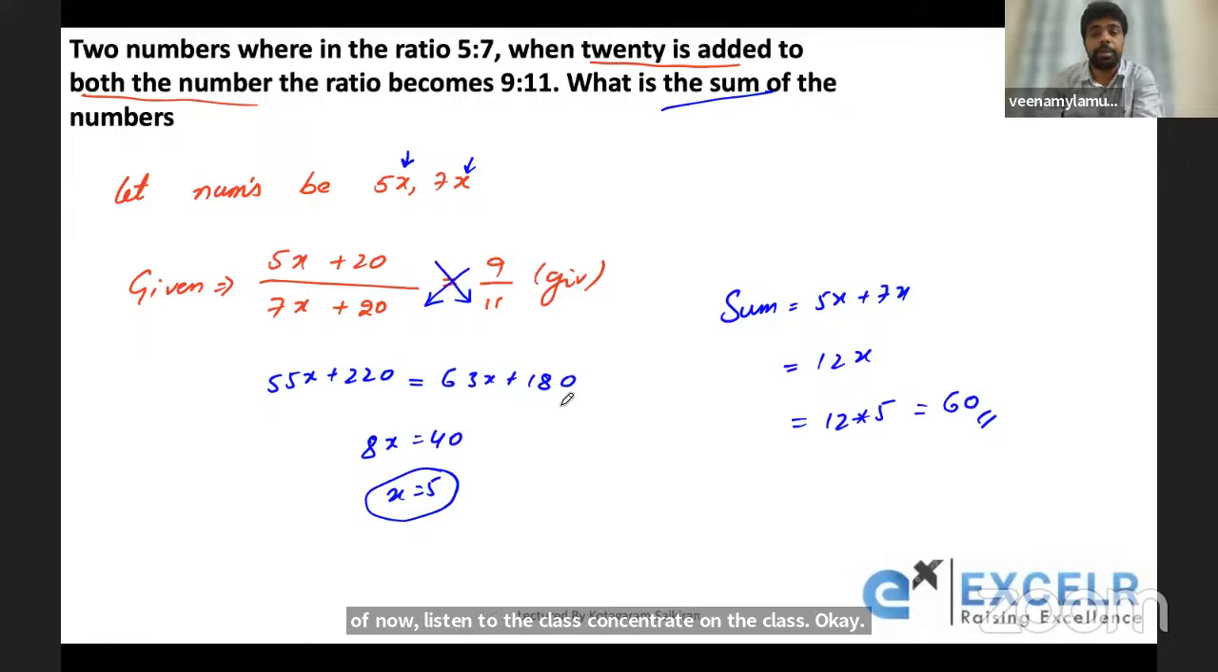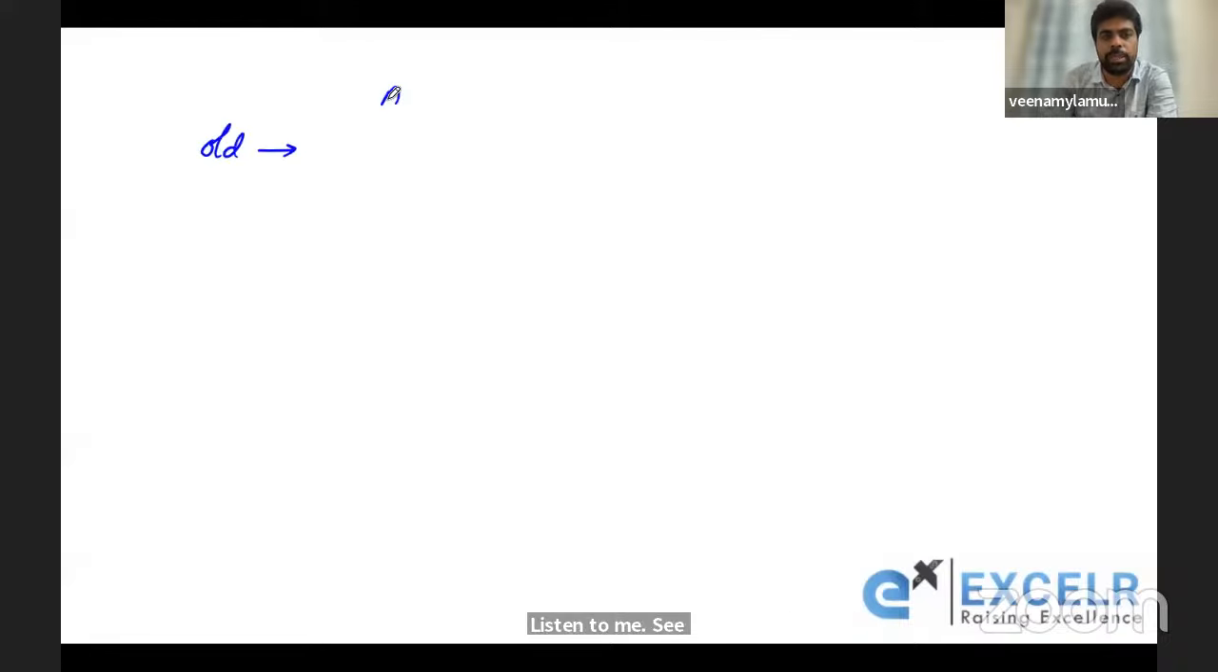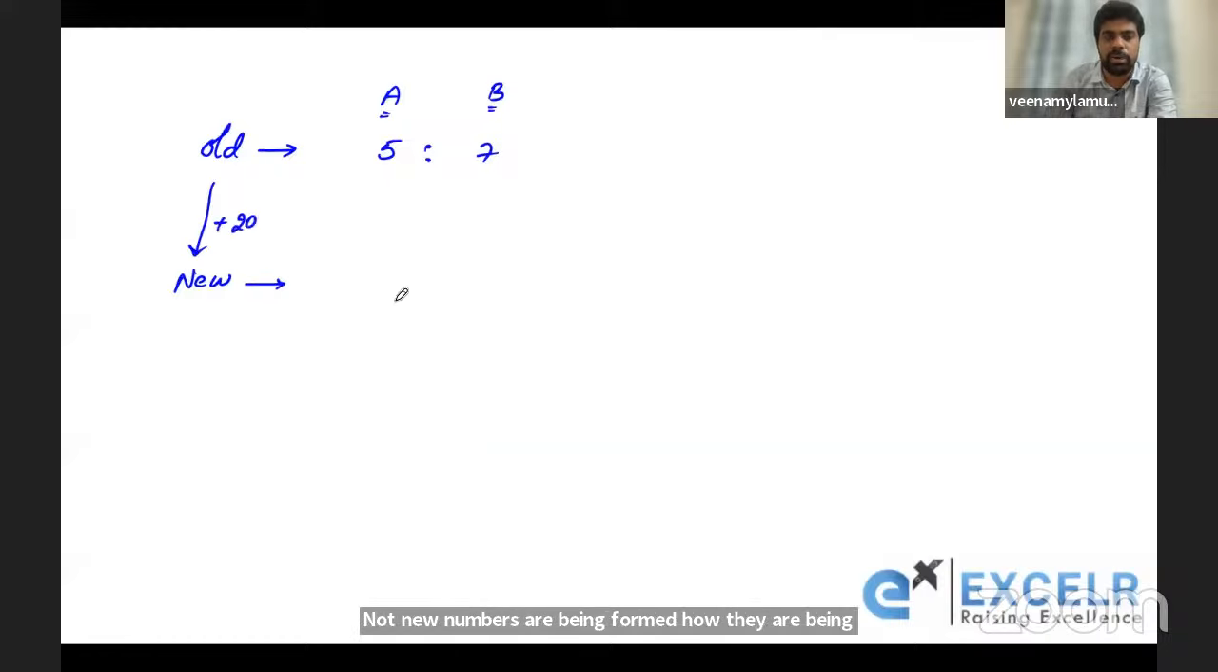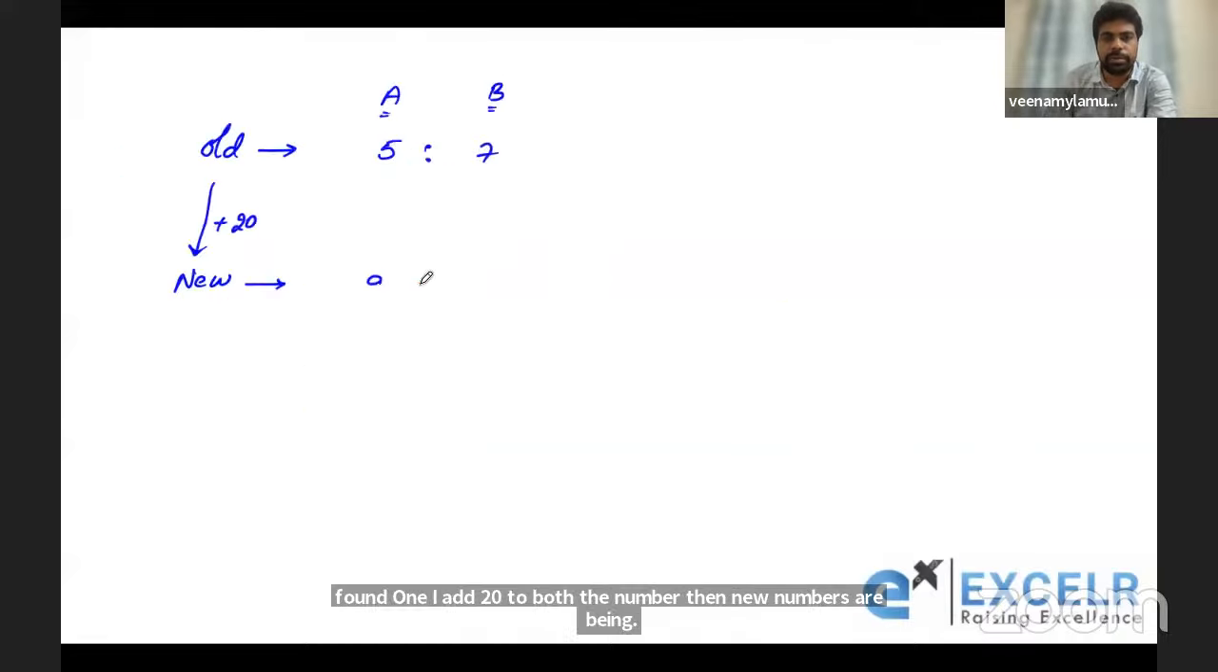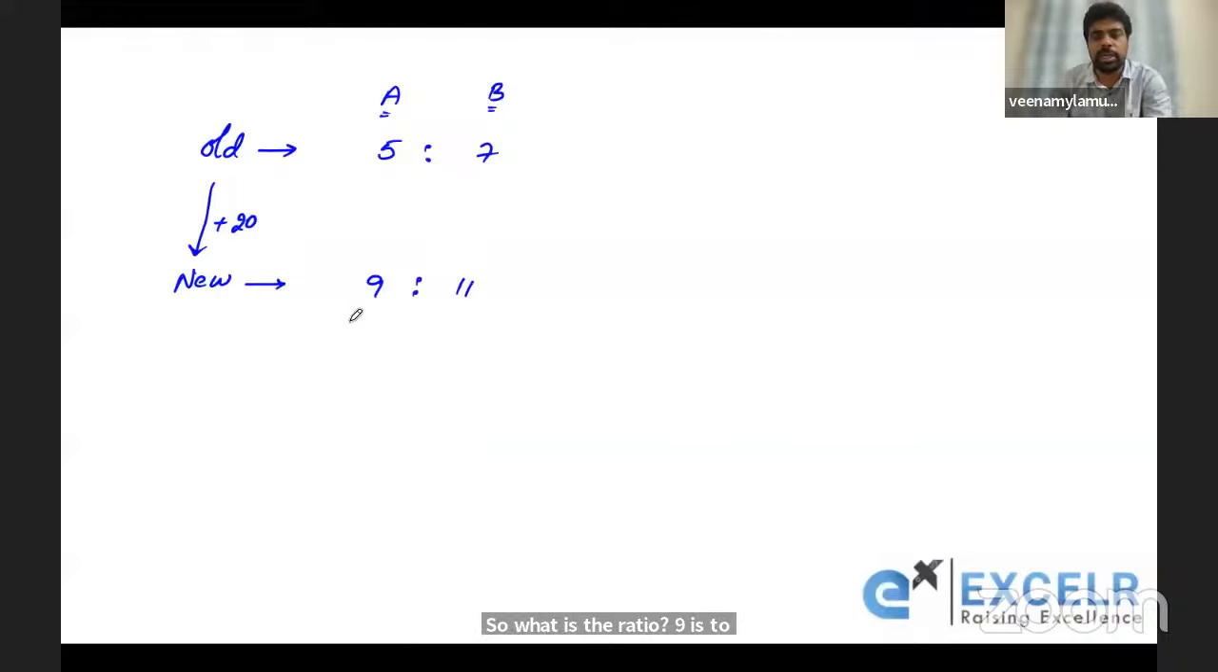Next, see, the same I'll be telling you in one more way. Very important, listen to me. For whole numbers, I'll assume that two numbers are A and B. The ratio of the whole numbers is 5:7. Now new numbers are being formed. How are they formed? When I add 20 to both the numbers, new numbers are formed. So what is the ratio? 9:11 is the new ratio.